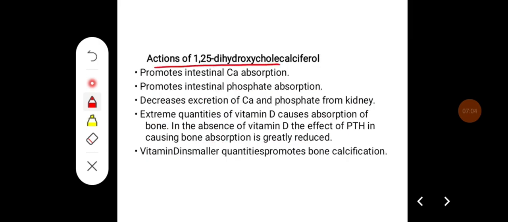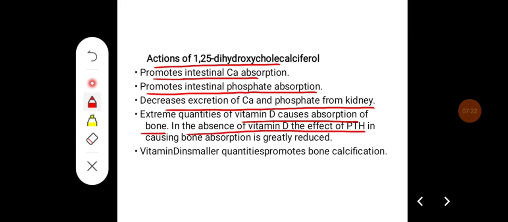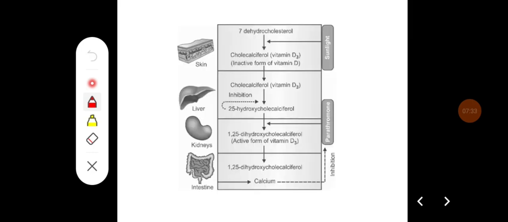Actions of 1,25 dihydroxycholecalciferol. It promotes intestinal calcium absorption, it promotes intestinal phosphate absorption, it decreases excretion of calcium and phosphate from the kidney, and extreme quantities of vitamin D cause absorption of bone. In the absence of vitamin D, the effect of parathormone in causing bone absorption is greatly reduced. Vitamin D in smaller quantities promotes bone calcification.